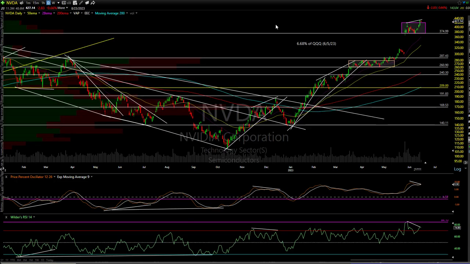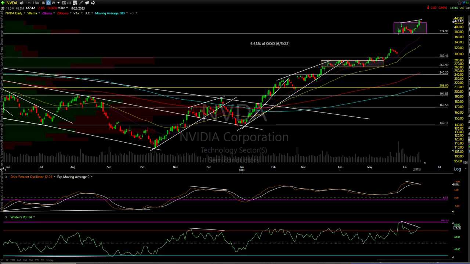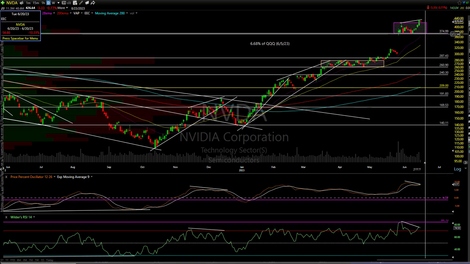NVIDIA, king of the AI hype right now. Big trading range, just like Alphabet, well defined. That's 375 right there, and not even close right now. But you do have the negative divergence, so no sell signals. Divergence is not a sell signal. In fact, it's not even at resistance. So can't really make a case to short, but it's going to take a little ways to get down there. And percentage-wise, that's about 13% just to get down to that support level.